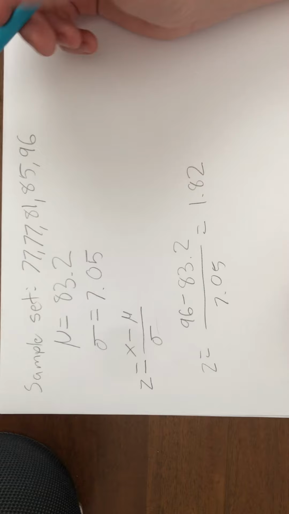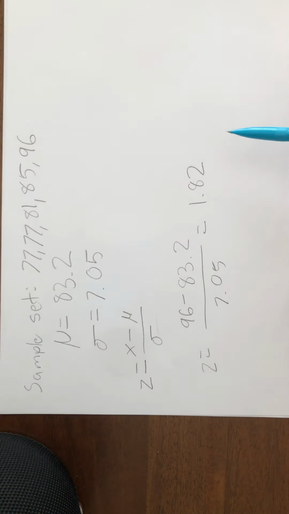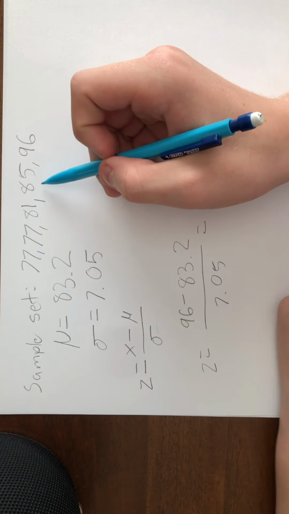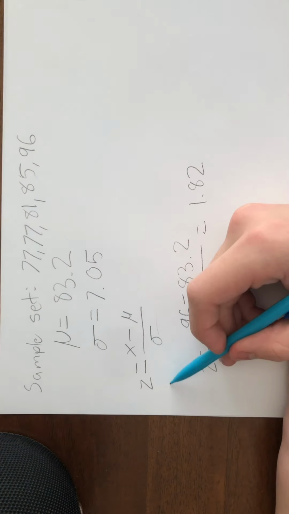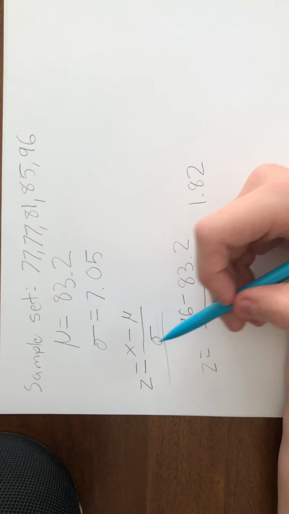Since we found the z-score for 96, we know exactly how far away from the mean the value is. Now I want you guys to find the z-scores for the remaining 4 numbers in the sample set using this equation, which can also be found in your formula booklet.